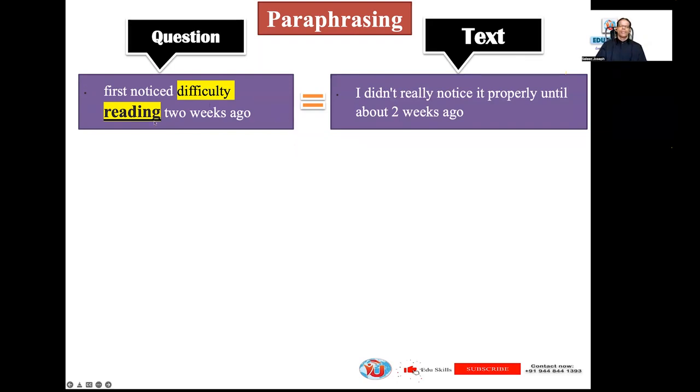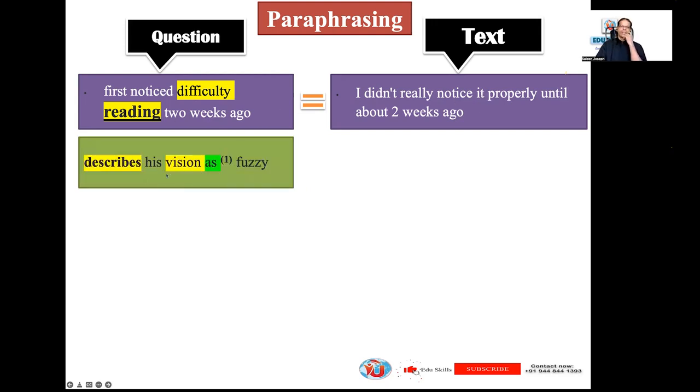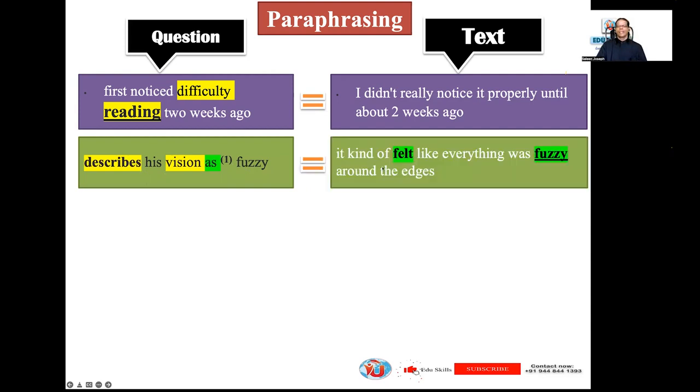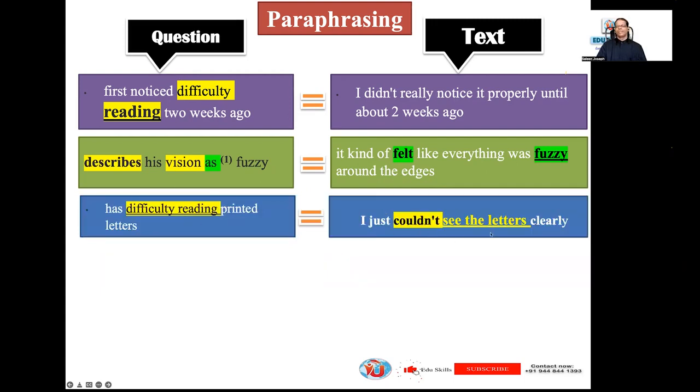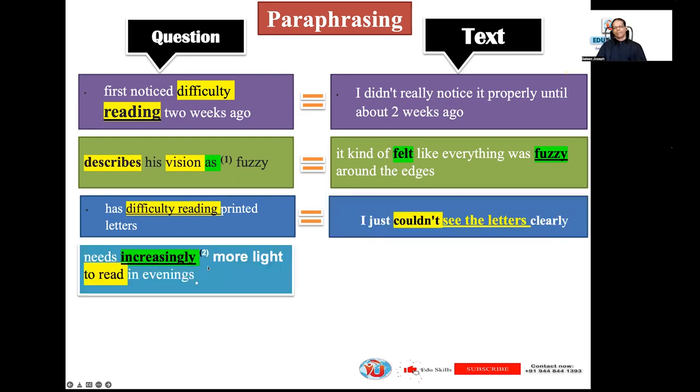See, first noticed difficulty reading 2 weeks ago. Same thing expressed in the text is, I didn't really notice it properly until about 2 weeks ago. It means difficulty reading. Okay, so reference is there. See, the other one is describes his vision as fuzzy. And here in the text, it is said, it kind of felt like everything was fuzzy around the edges. Same thing mentioned in different ways. And the question statement says, has difficulty reading printed letters. And the text says, I just couldn't see the letters clearly. See how beautifully they have paraphrased.